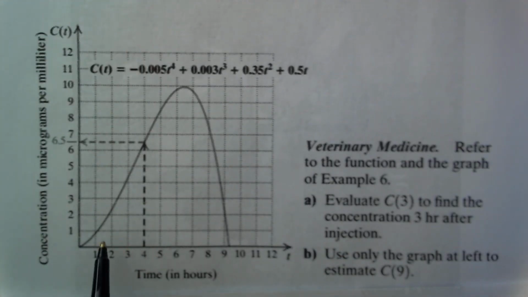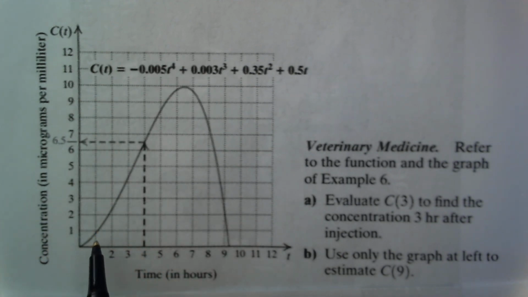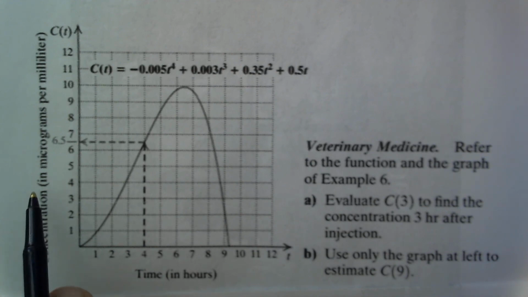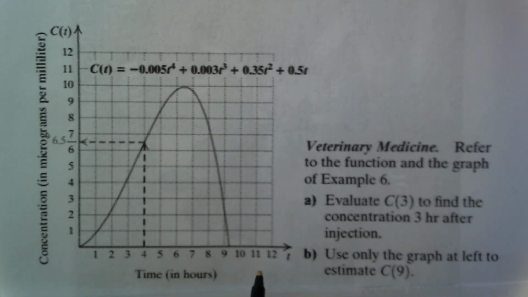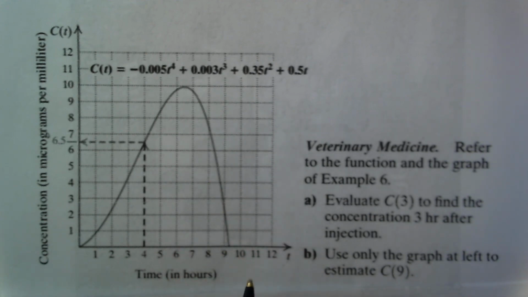The following is a graph of a function that shows the concentration of an antibiotic in the bloodstream, measured in micrograms per milliliter, t hours after injection. So you can see that the concentration in the bloodstream rises and then has a maximum, then it falls. And so the question is, how do we use that? Here in veterinary medicine, here's a function and a graph.